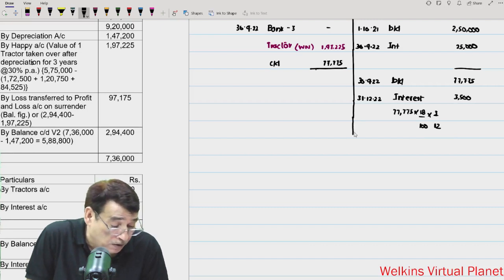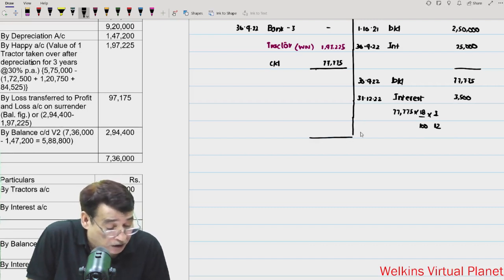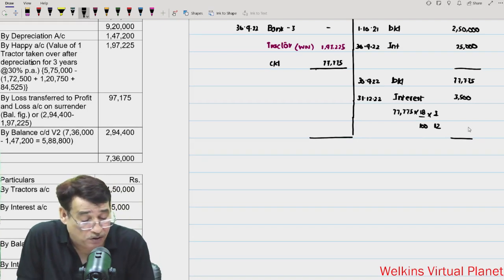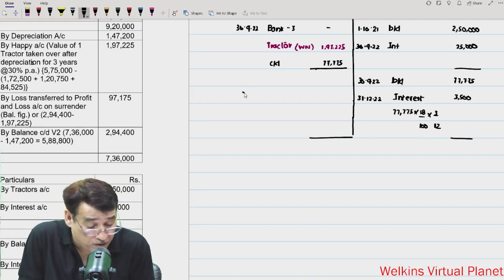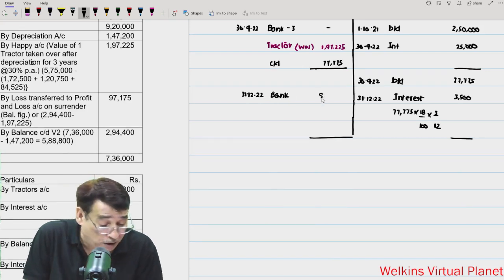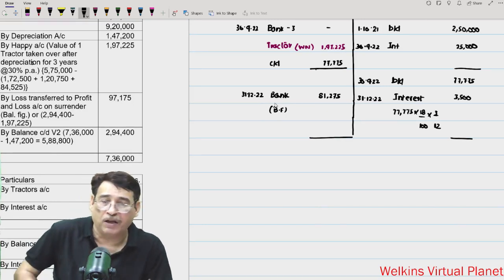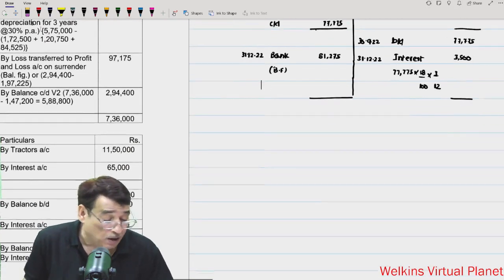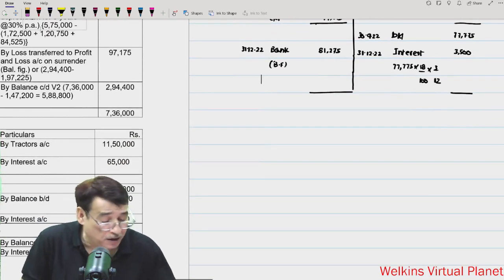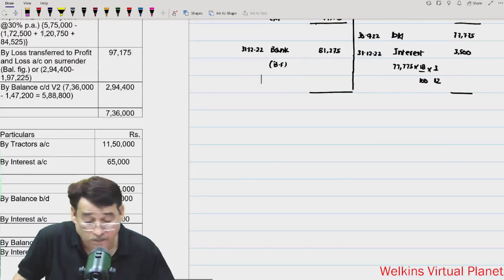Now whatever amount is there, you simply pay it off, correct? So you will write here on 31st of December, 31st of 12, 2022, you will write here bank, and the total will be equal to 81,275. So the balance amount is paid. This is your balancing figure. So this is something extra in this particular question, correct? Now, if you intend to actually prepare the tractor account also, I will prepare that also.